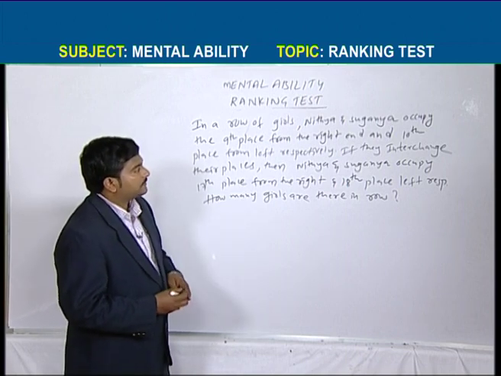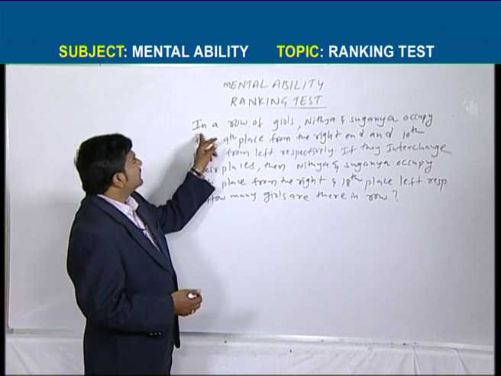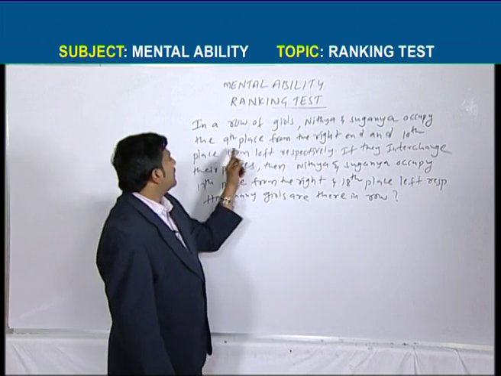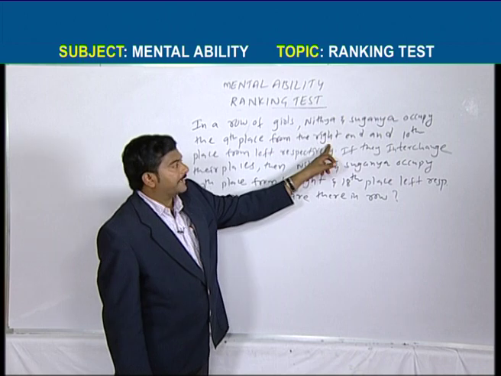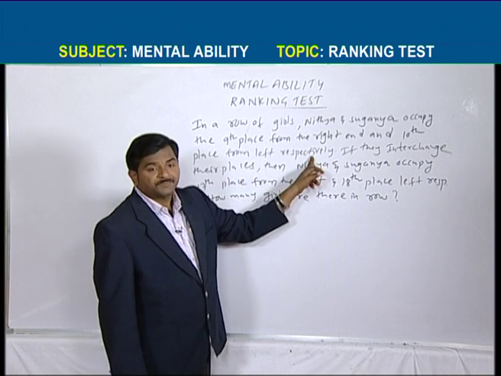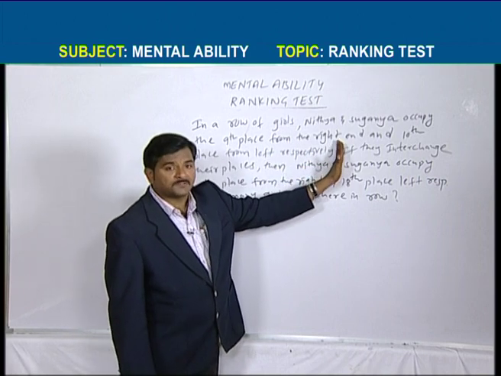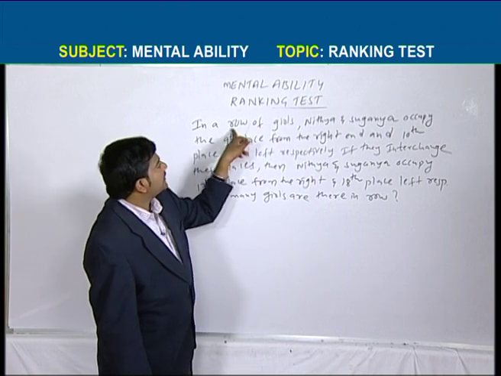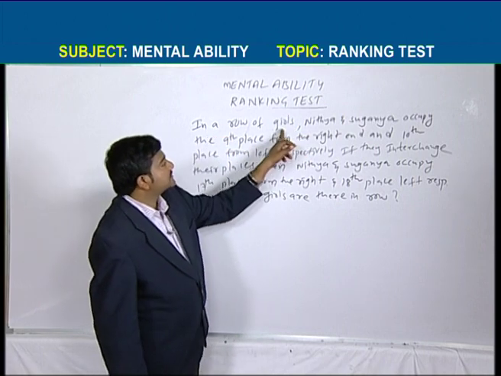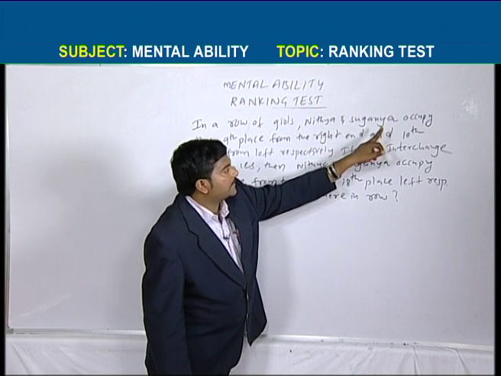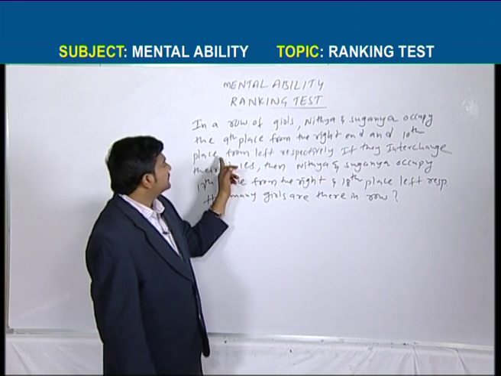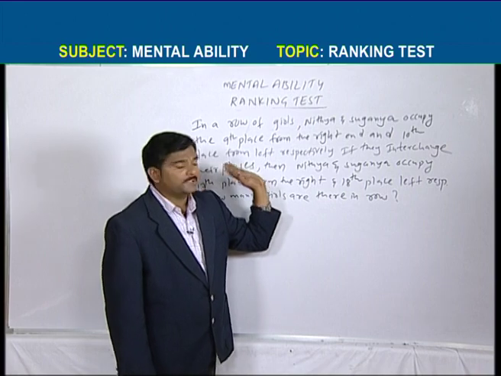See, let us start by discussing the question. Observe here, in a row of girls, Nitya and Suganya occupy the 9th place from the right end and 10th place from the left end respectively. Okay, that is the meaning.